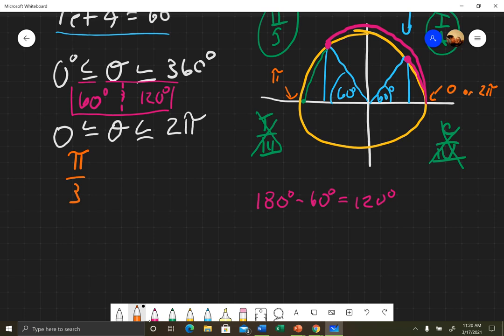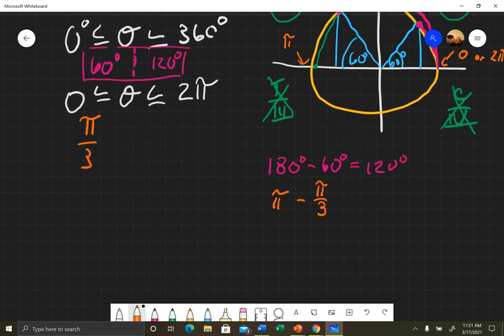So we can take the process that we use down here to figure out the degrees and apply that same process to the radians, right? We can just do pi, which is that 180, and we can subtract this reference angle, which we know, right? That's pi over 3. And that'll get us the measurement from this starting point all the way over to what we need to find.